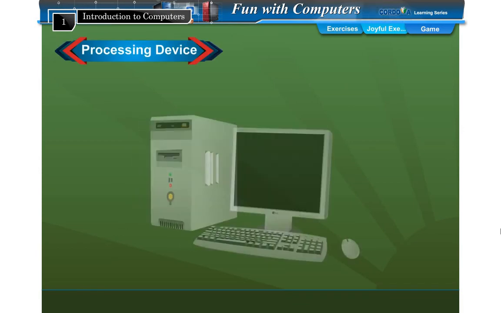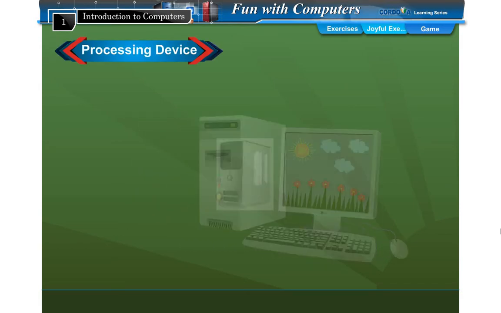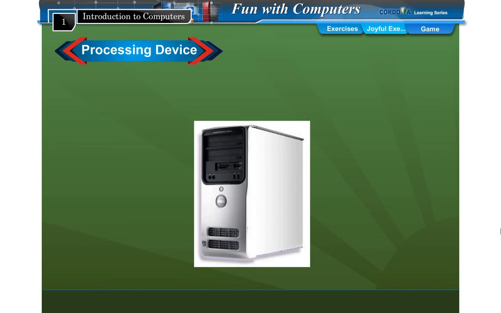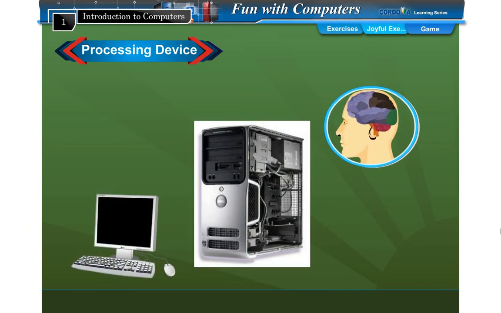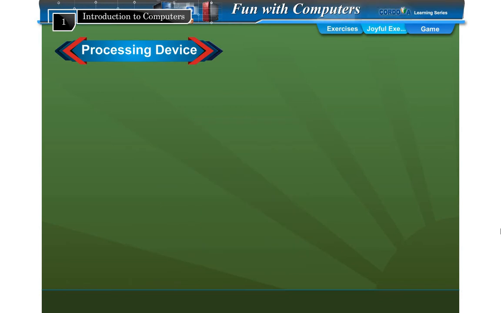Processing device. The Central Processing Unit, or CPU, is the most important part of a computer. It is called the brain of a computer. It makes all the required calculations and processes data. The CPU consists of the following units: ALU, CU, MU.